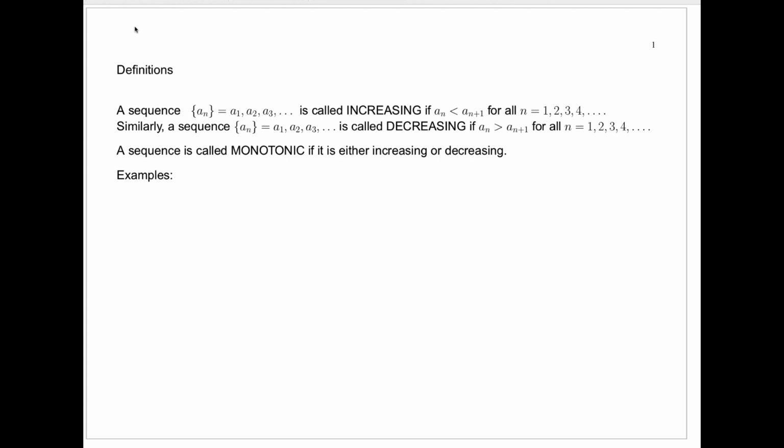We're now going to talk about some new ways to talk about sequences, and they'll allow us to say interesting things about how a sequence behaves. These are important definitions.